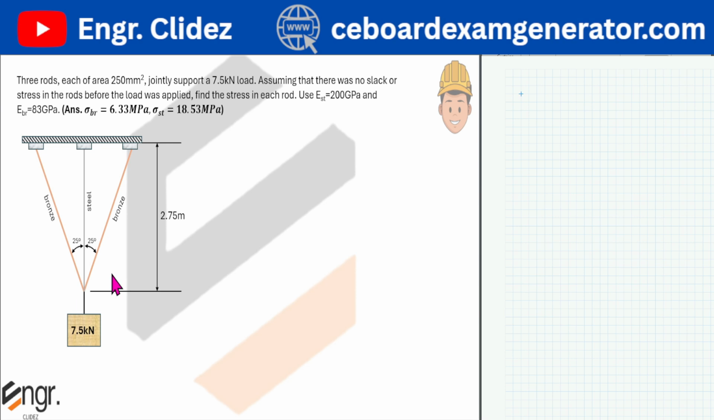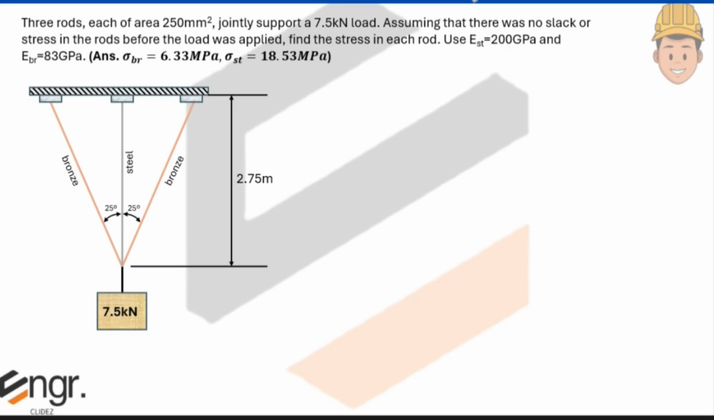Now this is our configuration. This whole height is 2.75 meters and this load is 7.5 kilonewtons acting downward. If we want to look at the deformation, once we apply this 7.5 kilonewton load, the bronze rods and the steel rod will elongate or stretch. So this steel rod will move down and individually the bronze rods will elongate parallel to the orientation of the rod. So if we look at the animation, we have this one.